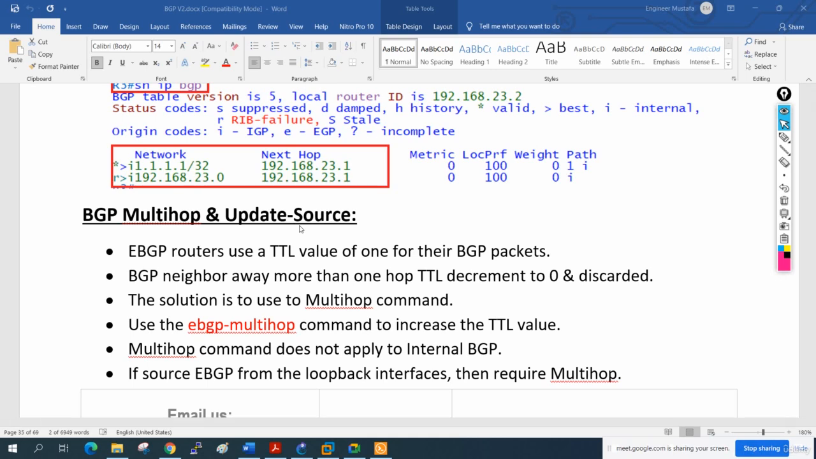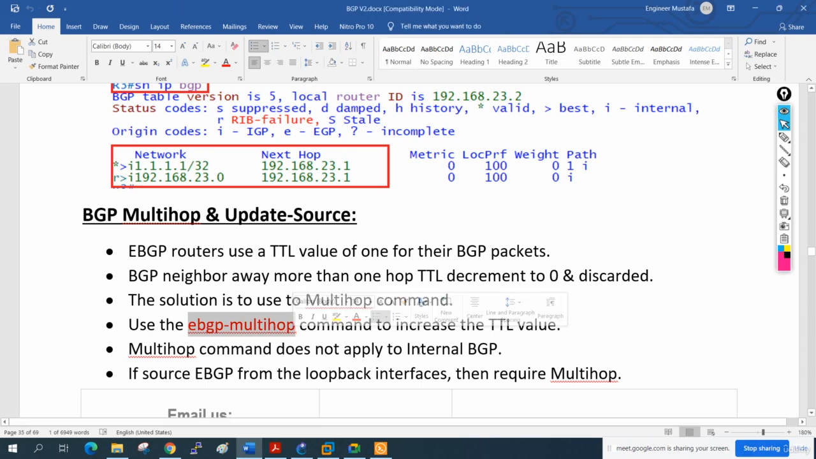In an interview, they will ask you what is eBGP Multihop, why we are using eBGP Multihop. So you need to say, to increase the TTL value, we use the eBGP Multihop command. TTL is nothing but time to live. They will ask you why you want to increase the TTL value.